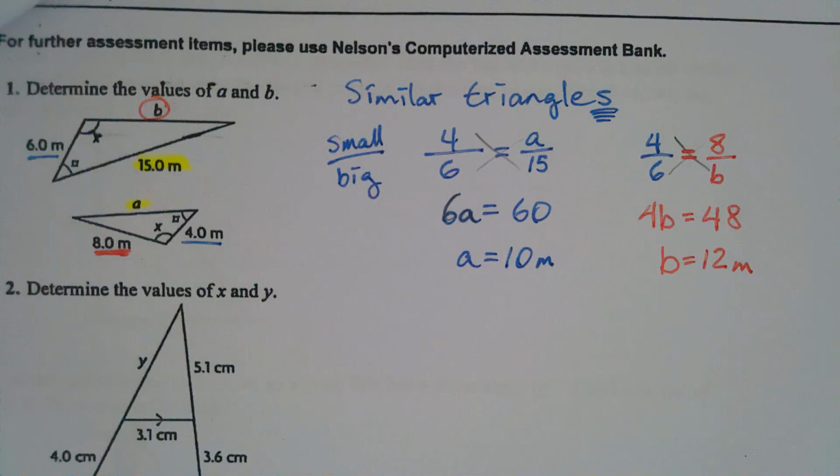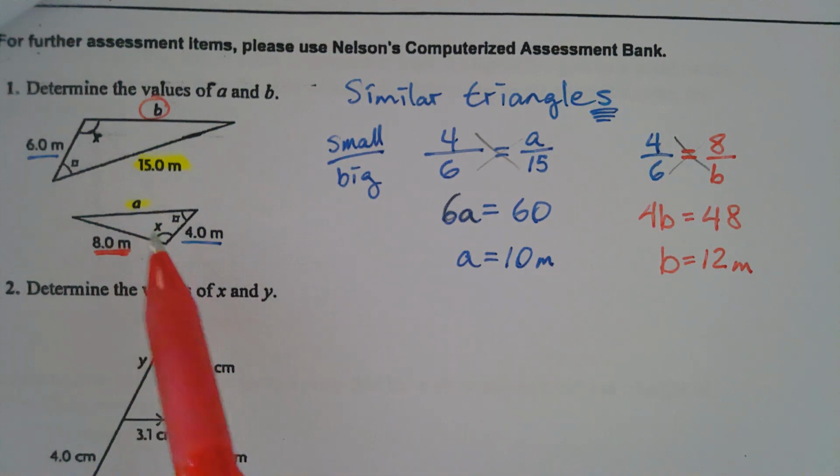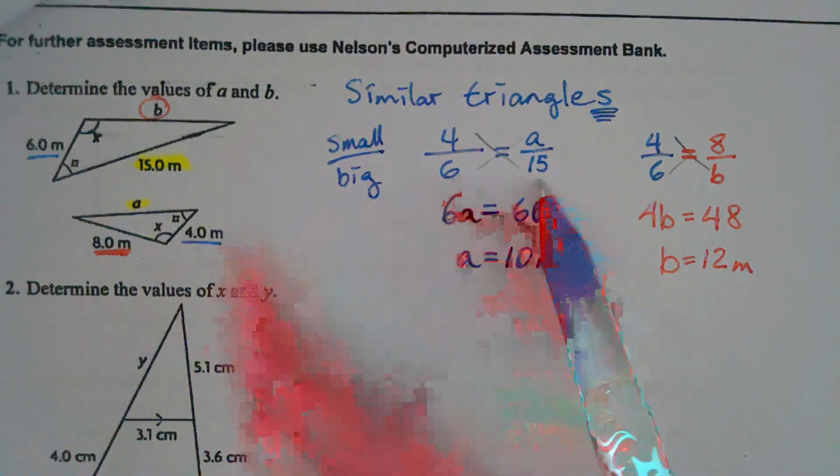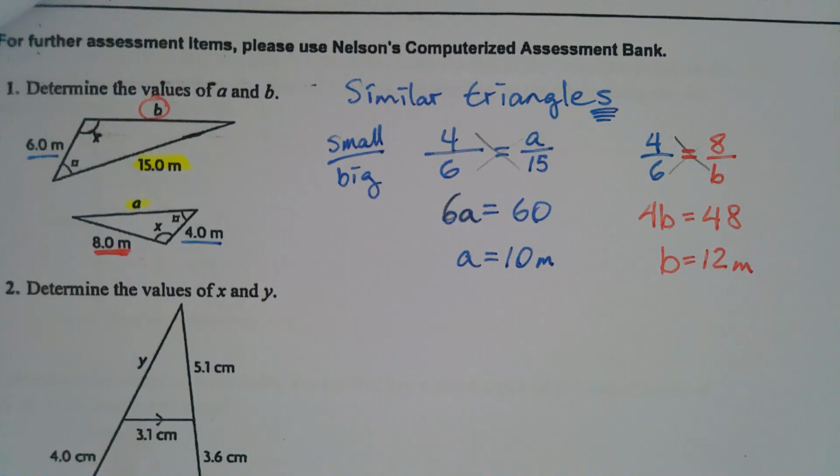Okay. If you see two triangles on the test, will you know to do similar triangles? Yes, you can do it. Okay, your hint is when you see two triangles, you know you're setting up something like this, a ratio like this.